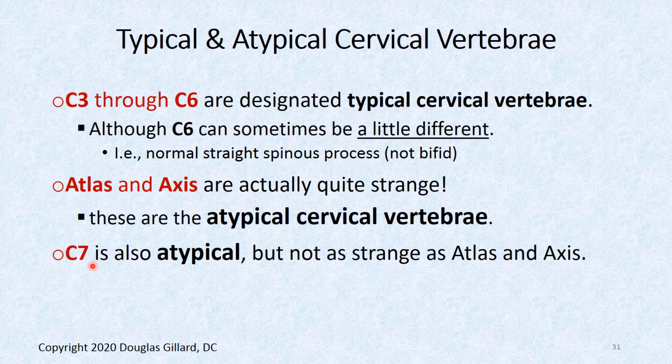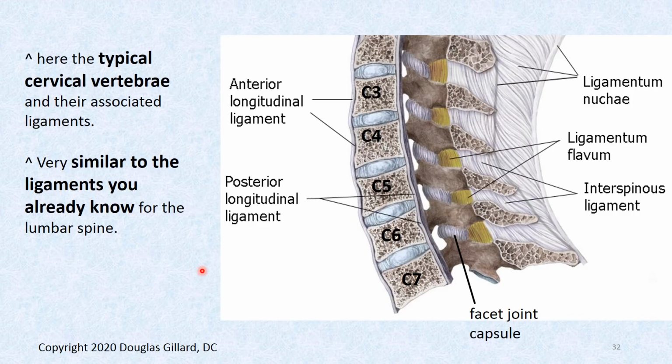C7 is not typical because, I won't get into all the things, but its spinous process is really long. It's never bifid. We'll never say never, but it's almost never bifid. And it's not as strange as Atlas and Axis, but it's strange. We'll look at that a little bit more. I'll tell you why it's strange in a bit.